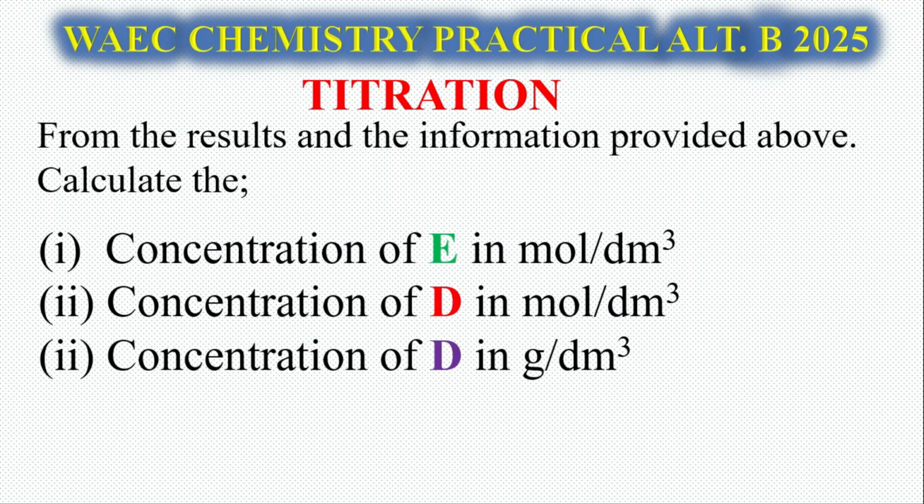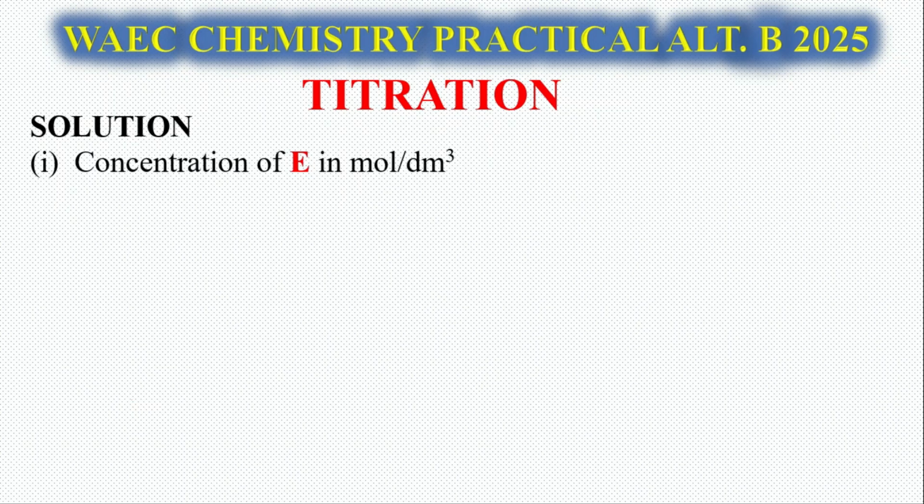From your result and the information provided above, calculate the concentration of E in mole per dm³, the concentration of D in mole per dm³, and the concentration of D in gram per dm³. Look at the other question that I calculated. So let's look at it. We're going to be converting first.